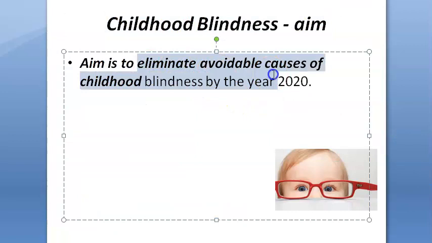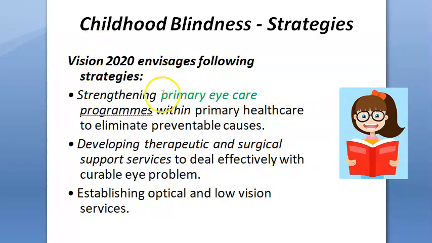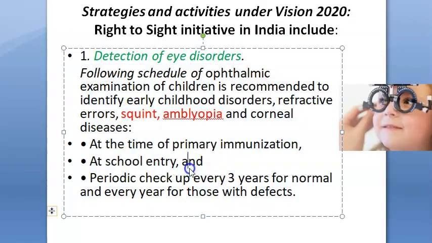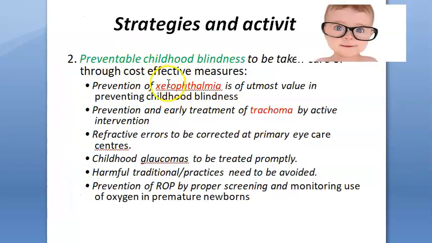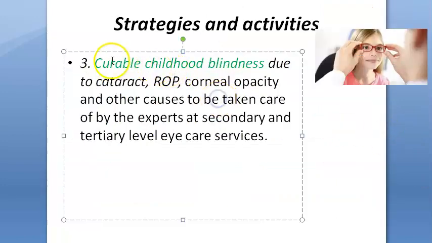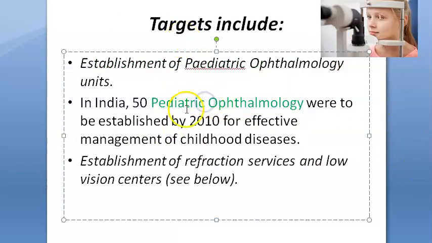Childhood blindness aim is to eliminate avoidable causes of childhood blindness by 2020. Same Vision 2020. Here they're talking about childhood blindness. Strategies. How will you do all this? Primary eye care. Teachers will be able to tell whether this child is able to see properly. Then detect the eye disorders, avoid squint, amblyopia, xerophthalmia, give them vitamin A prophylaxis, trachoma, hygiene, safe regimen, curable. You should check for cataract and ROP, corneal opacity. Each of this you have to elaborate, guys. ROP and all, retinopathy of prematurity and all you will write, right? Pediatric ophthalmology, establish these units.